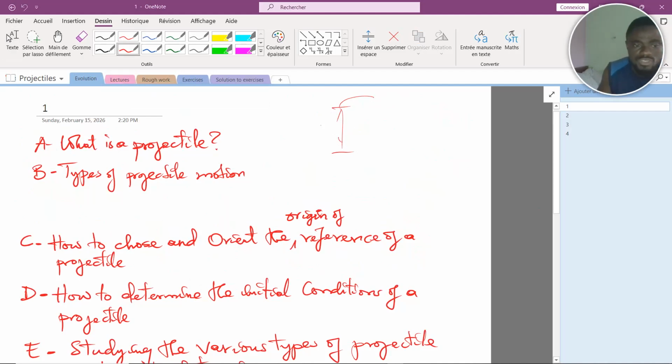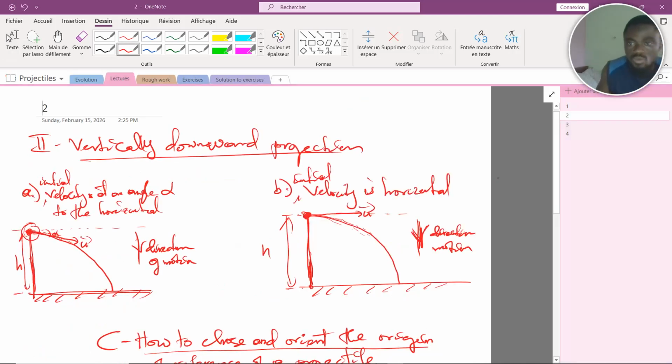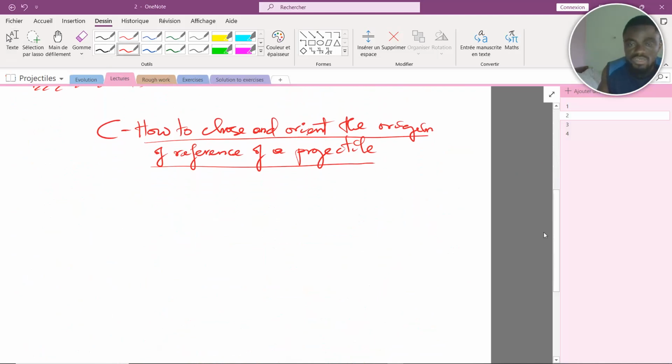Now, in this video, we're going to see how to choose and orient the origin of reference of a projectile, because it is very important. When I'm talking of choosing and orienting the origin of reference, it is to mark your i and j vectors with your origin. Will it be in this direction? Will it be in this direction? Or in any other direction? So that's what I'm talking of.